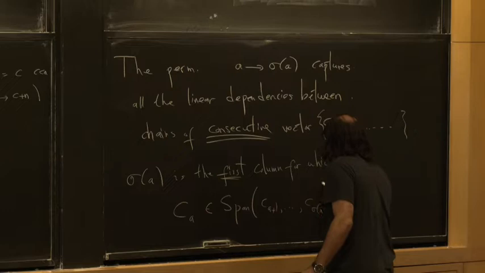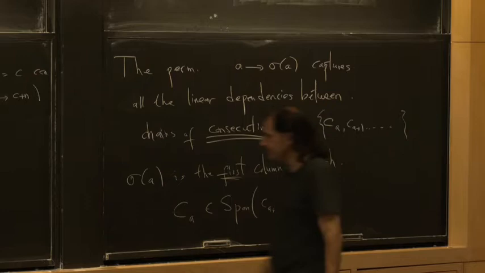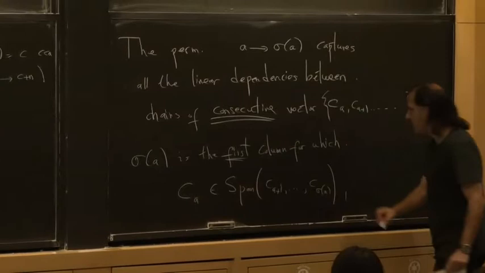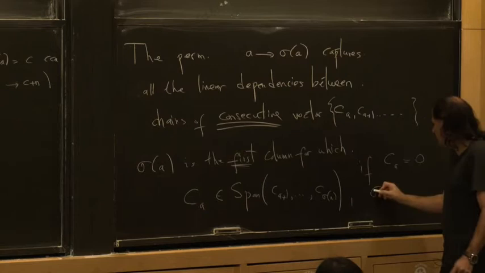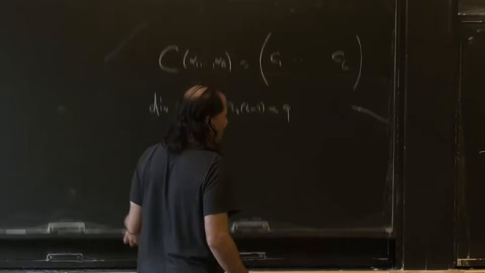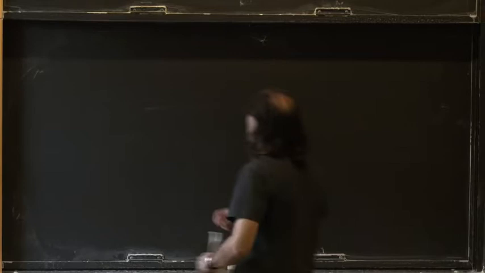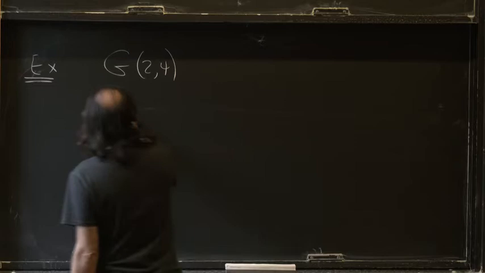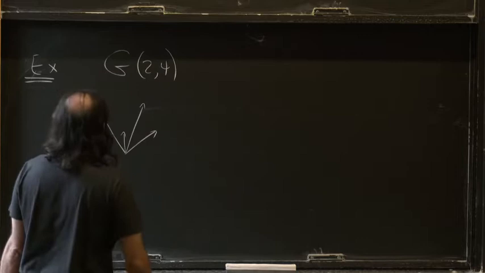There's a special case if the column C_A happens to vanish. If C_A equals 0, then we just say that sigma of A is equal to A. All right, so this is a little abstract, so let's see what we mean by this. Let's say we're in G24. So these are four two-dimensional vectors, and we could draw them a couple of ways. Let's draw them the first way, really as four two-dimensional vectors, 1, 2, 3, 4.